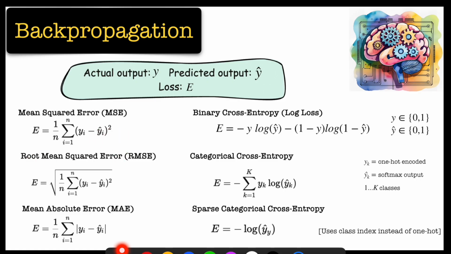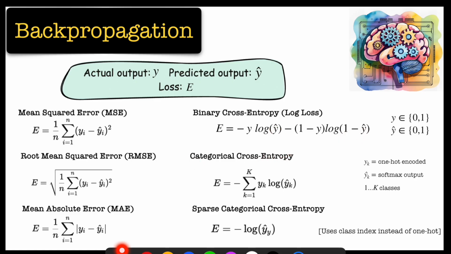Root mean squared error is basically the square root of the mean squared error. Mean absolute error is the averaged sum of the absolute difference between the actual output and the predicted outputs. Binary cross entropy loss is used in binary classification, or in the logistic regression we have seen. This is minus y log y hat minus (1 minus y) log (1 minus y hat). Here y and y hat both belong to 0 or 1. This is binary classification, where y is the actual output and y hat is the predicted output.